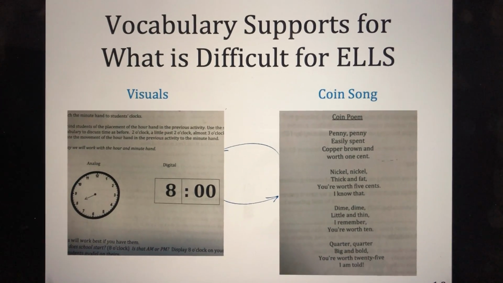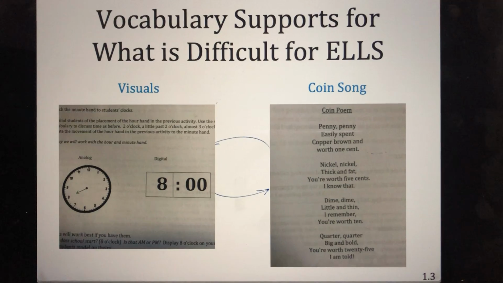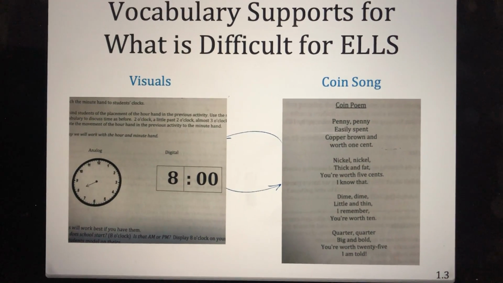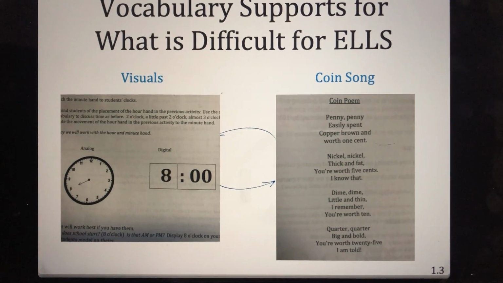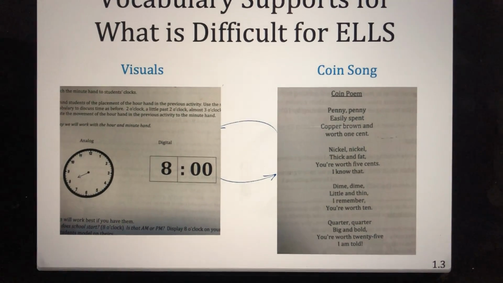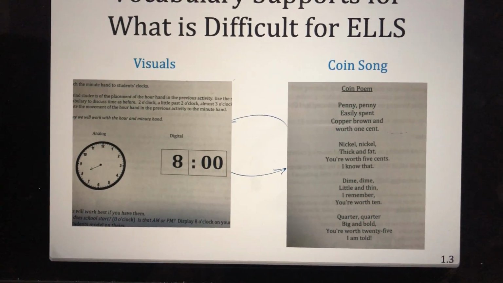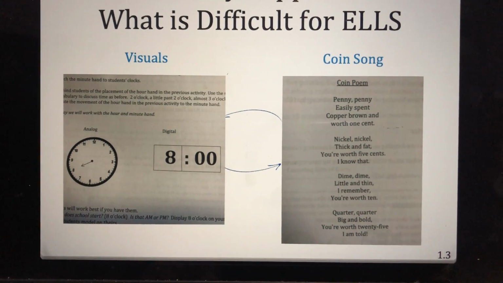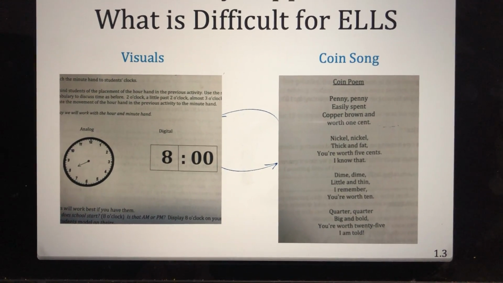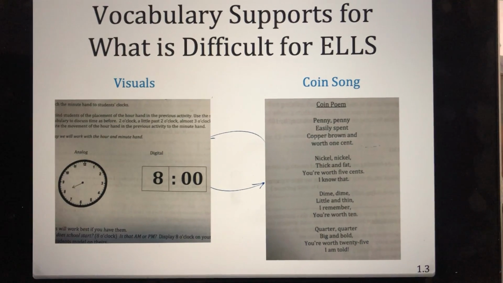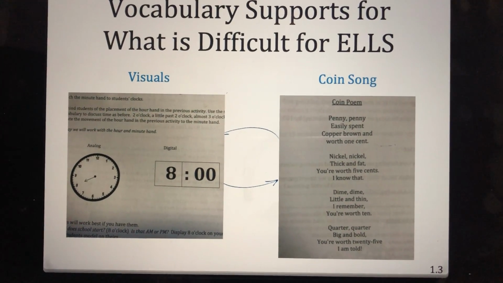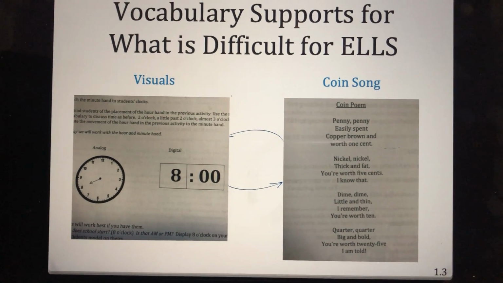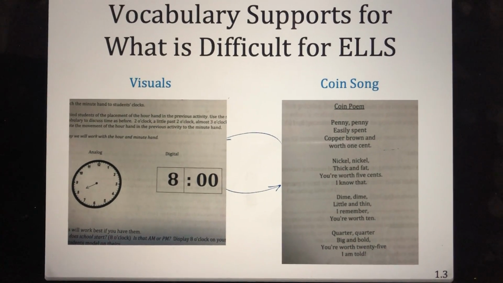So vocabulary supports for what I find will be difficult for them. In our curriculum, these are the visuals and the supports that were given to us. One of them over here is the model of the analog and the digital clock, and that was in my curriculum, and we are expected to have that up in our rooms, or a model very similar. And we have the coin song. There's actually a little YouTube video that goes along with it, and it's actually kind of cute.